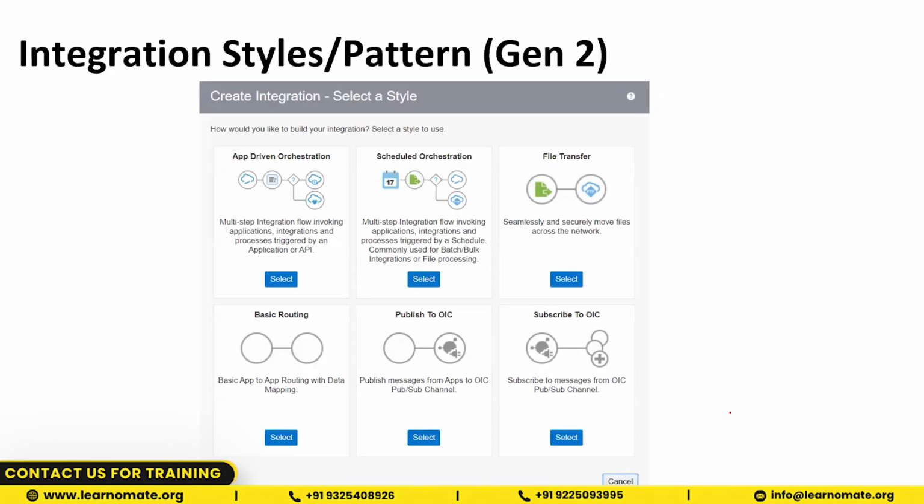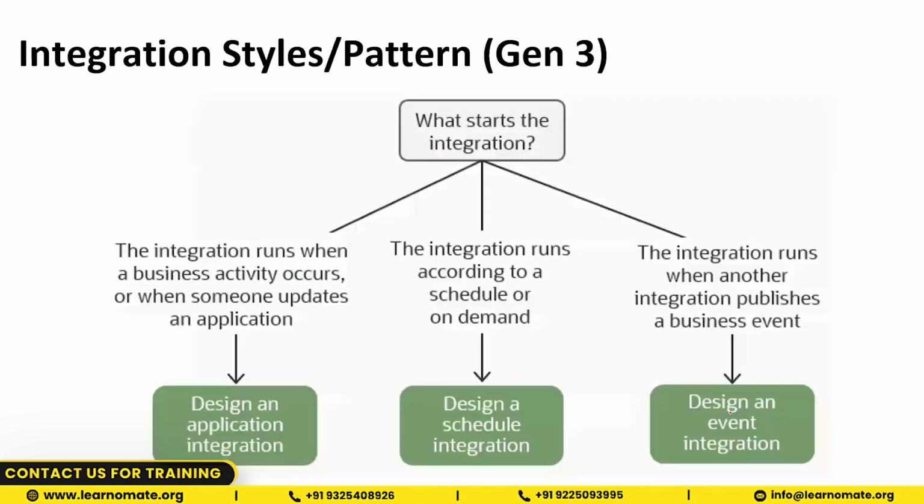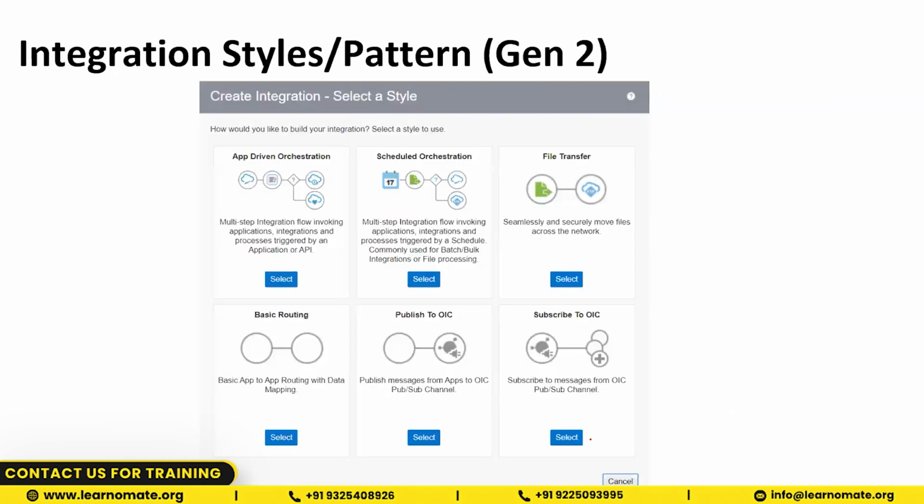But when Oracle upgraded their system to generation 3, they noticed that some of the integration patterns were not used by any customers. Whichever were not used, Oracle deprecated those options. So in generation 3 it became 3 patterns. App driven is there as it is, whatever it was. This is the first pattern in generation 3.